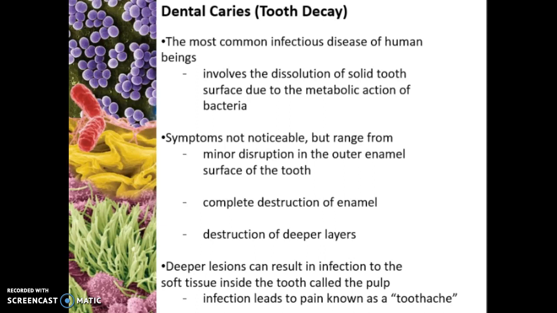The symptoms will range from minor disruption to the outer enamel surface of the tooth, possibly a very low-level cavity, maybe just a little inflammation at the base of the tooth and the gum, which would be your gingivitis, or to complete destruction of the enamel, which would be the true cavity, or destruction of deeper layers, which would be the periodontitis.